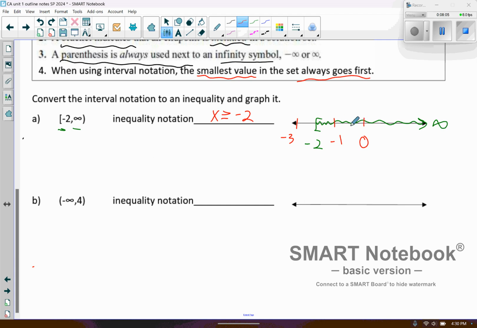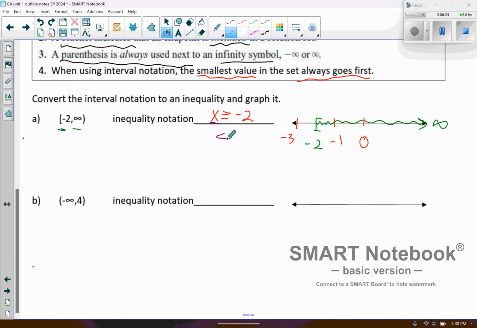Now, something that might kind of help you, and this is kind of a trick, is that if you always have your variable on the left side, if you always have the x on the left side, you could look at your inequality symbol almost like an arrow. So if you look, it's kind of like it's pointing to the right, so you're going to shade to the right.